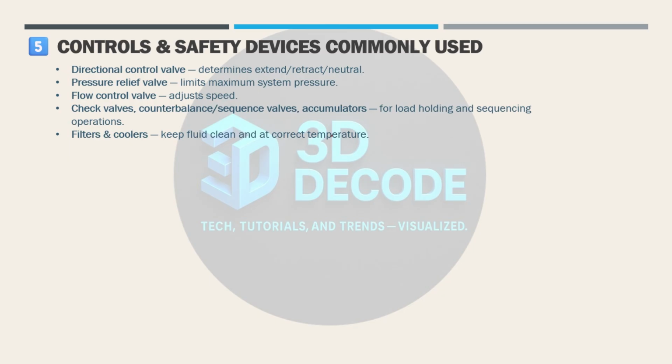Controls and safety devices commonly used. Directional control valve determines extend, retract, neutral. Pressure relief valve limits maximum system pressure. Flow control valve adjusts speed. Check valves, counterbalance and sequence valves, accumulators for load holding and sequencing operations. Filters and coolers keep fluid clean and at correct temperature.